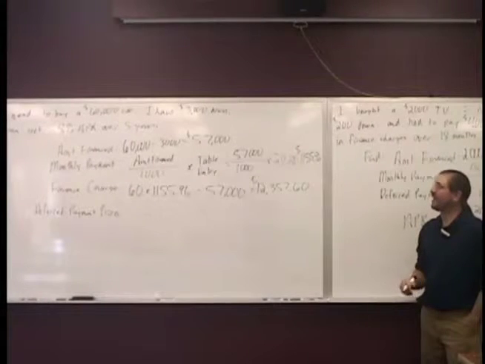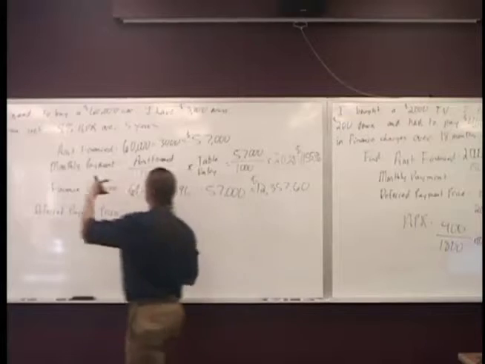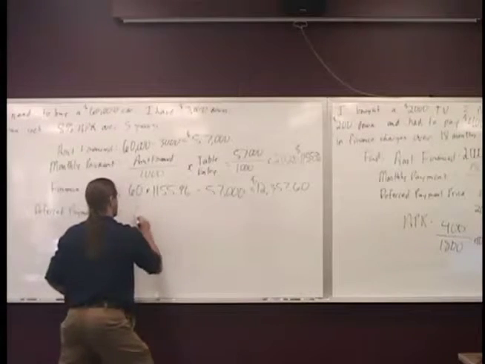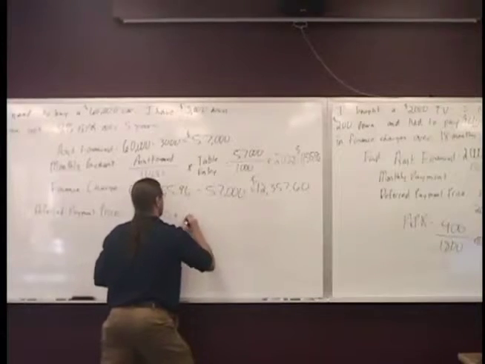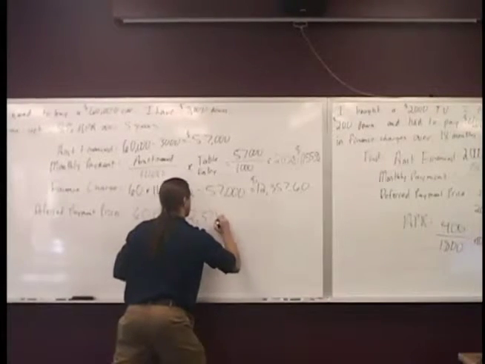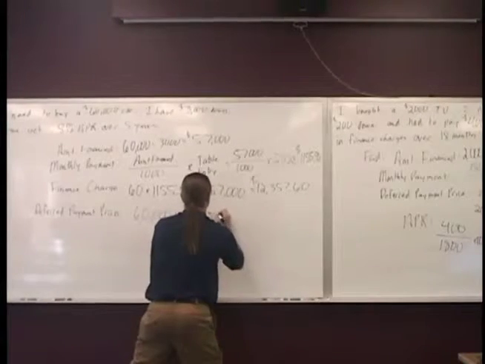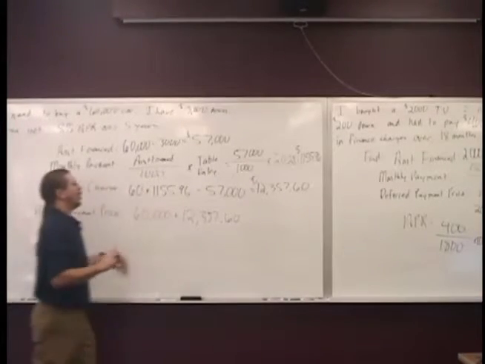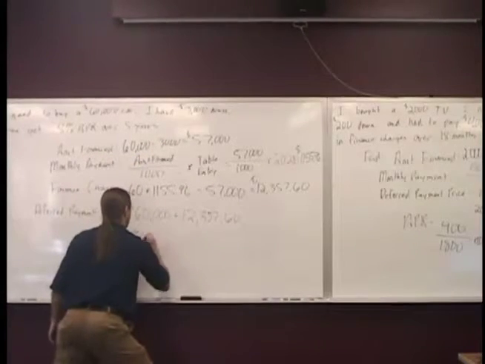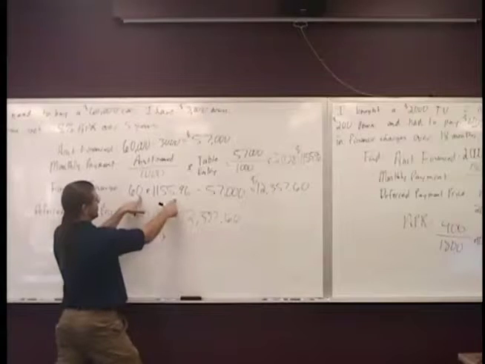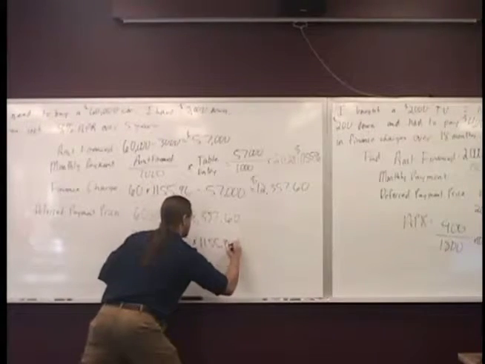What did I actually pay for this car? Again, there are two ways you can do it. Take the price plus the interest, $357 if I could write the number. Or take the down payment plus your 60 payments of $1155.96.